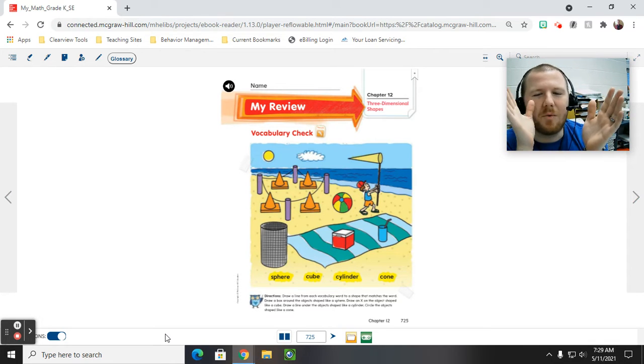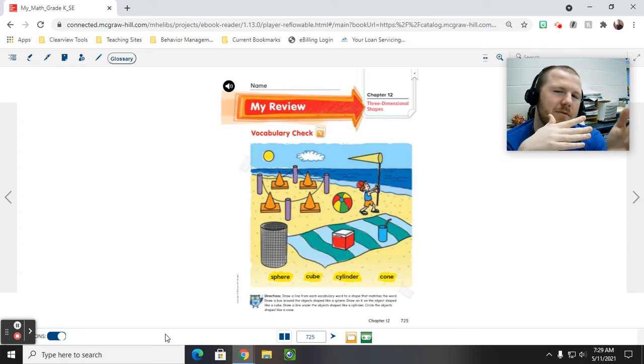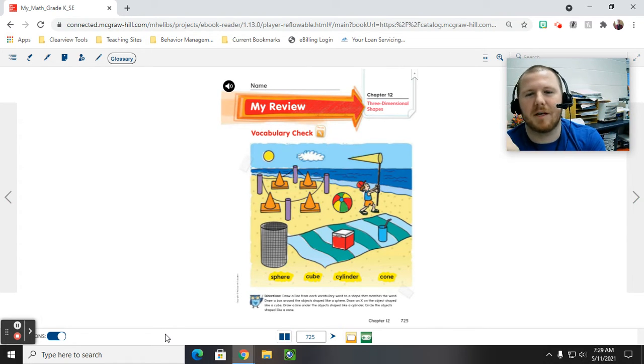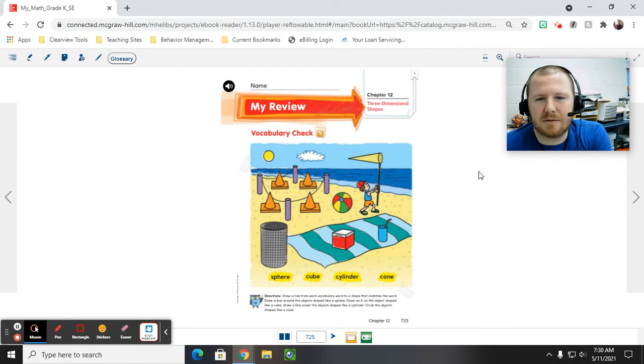So we're going to be wrapping this up. We're going to be reviewing some of the stuff we've talked about. We've talked about how the shapes are different from each other. We've talked about how they look like different objects. We've talked about what they can do as far as sliding, stacking, and rolling. So let's use those skills and let's review what we've learned. Okay. All right. So taking a look at this picture, they have these shapes in the real world.